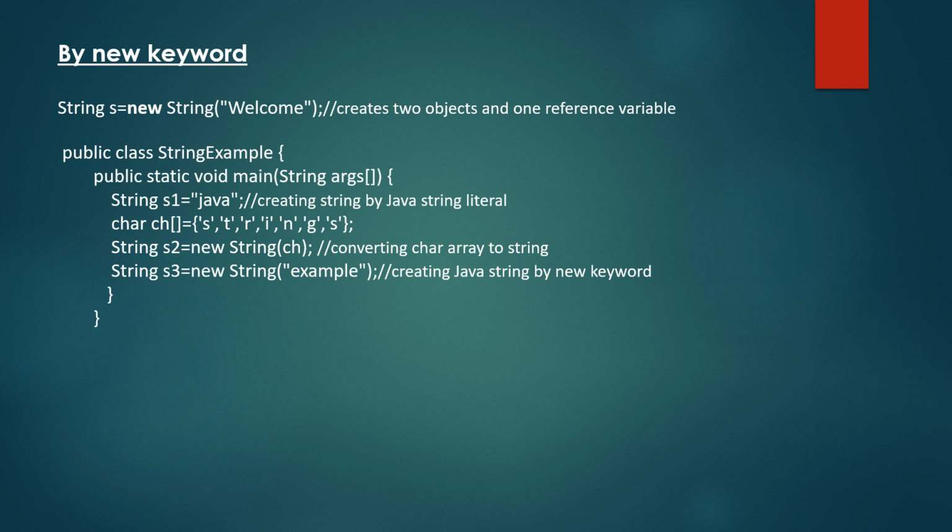If you see the example below, public static void main, which is the main method. Inside this main method, I have created String s is equal to Java, which means by using a literal I have created an object. It will create an object in the string constant pool. And then this is the character sequence which I am converting into a string. And then the third, s3 reference, is the new keyword object creation, which will create the instance in the heap.